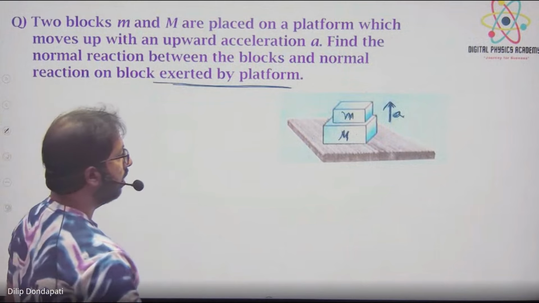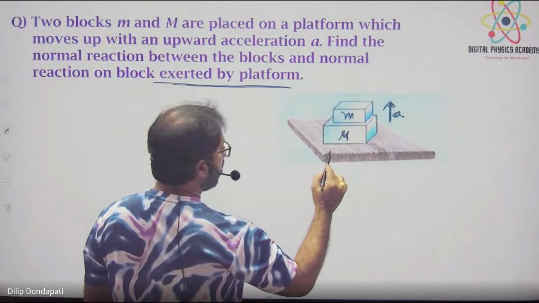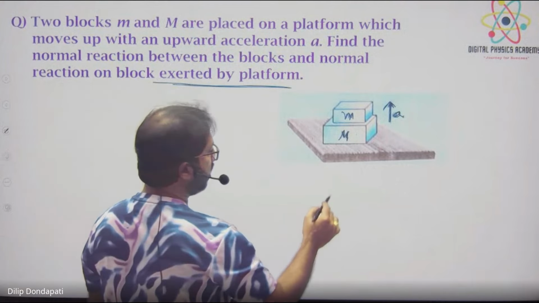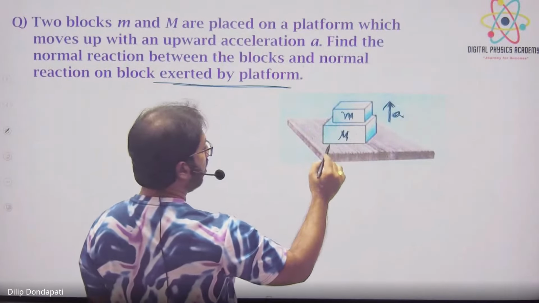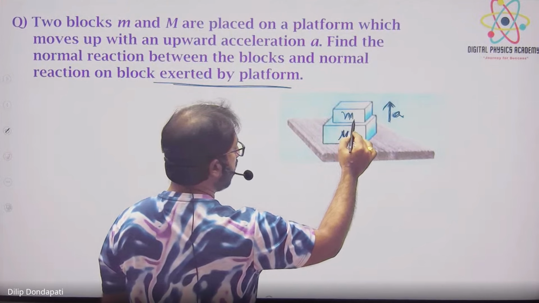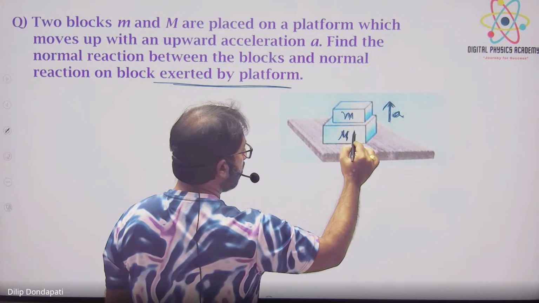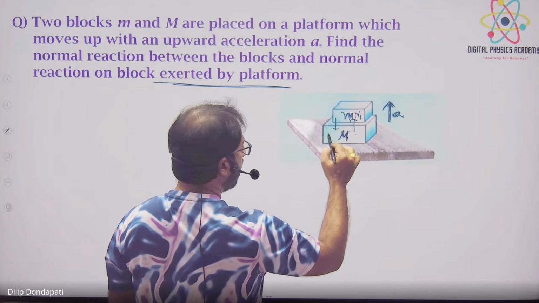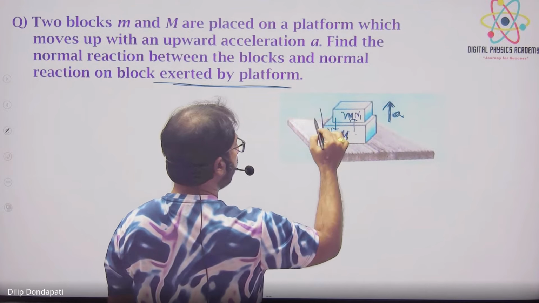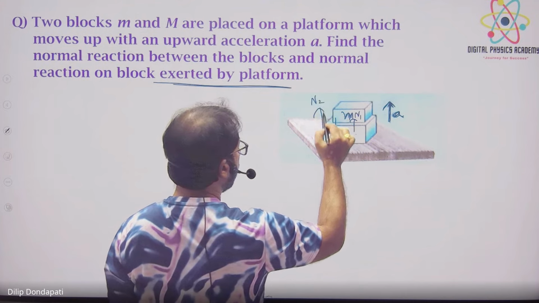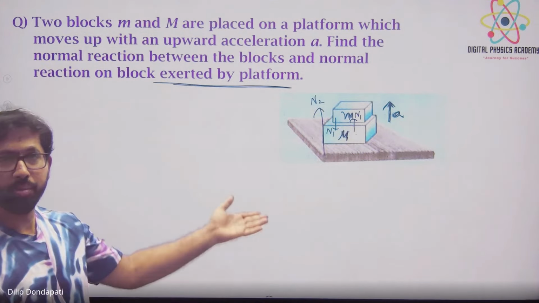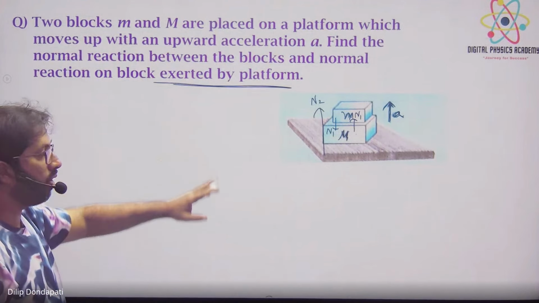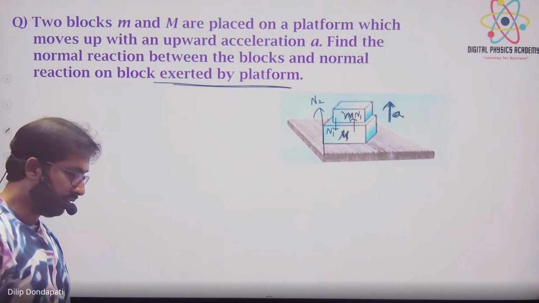So the normal reaction on the block exerted by the platform, how much is the platform exerting? And between the blocks, what should I call the normal reaction? This is applying a normal reaction N1 and this is also applying the same N1, and this is N2 on m. Asking for the values of N1 and N2. Do it.